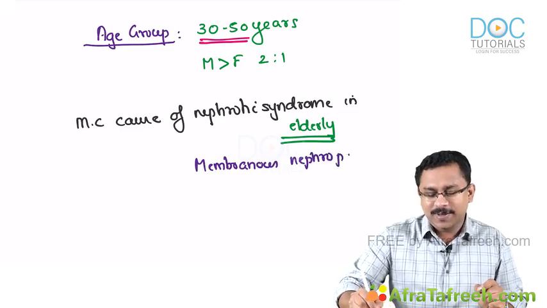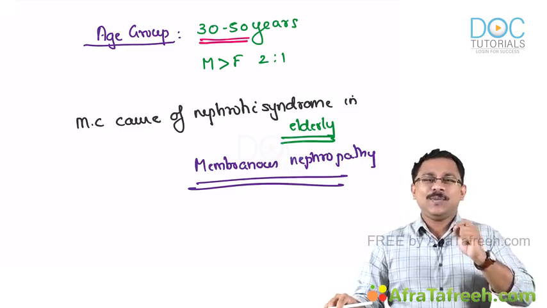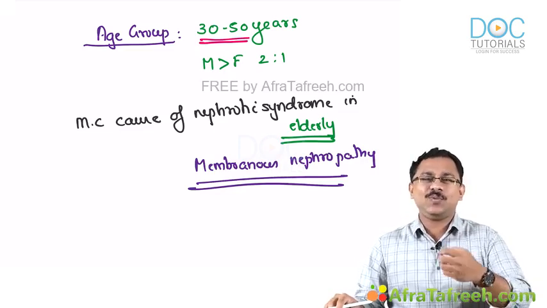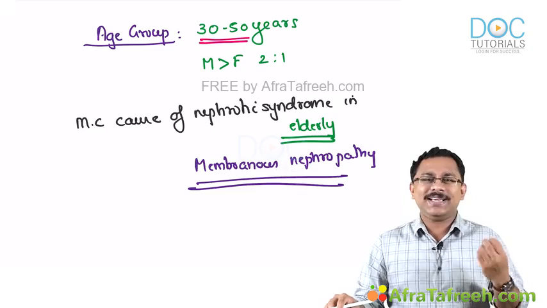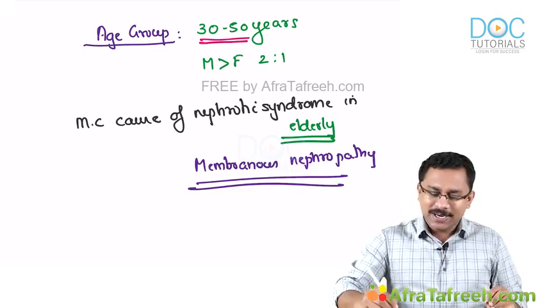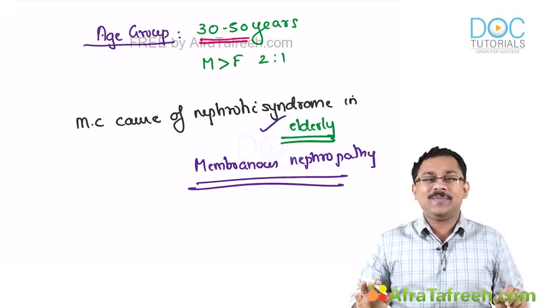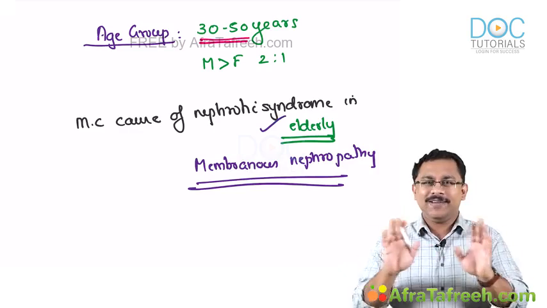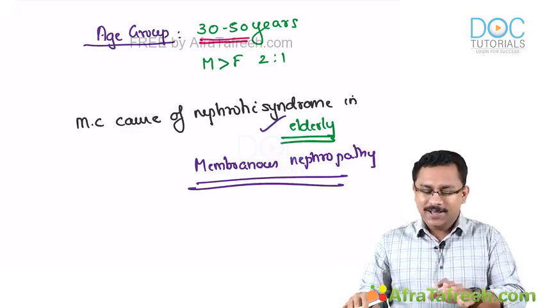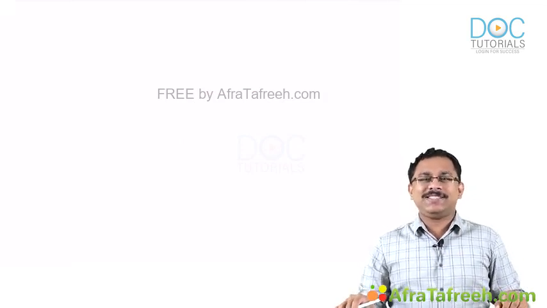Now this is very important because we have already learned regarding the most common cause of nephrotic syndrome in children being the minimal change disease, in adults being the FSGS, and when it comes to elderly above 60 years, that is membranous nephropathy. Okay, very important. All right. So now moving on to the finer aspect of this disorder, membranous nephropathy.